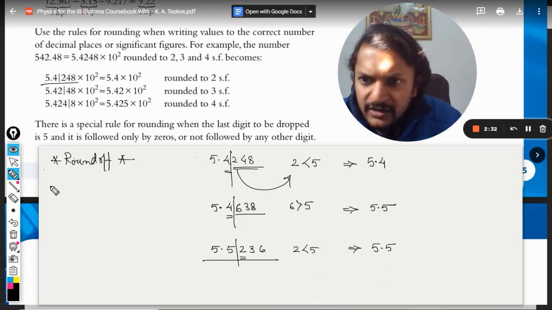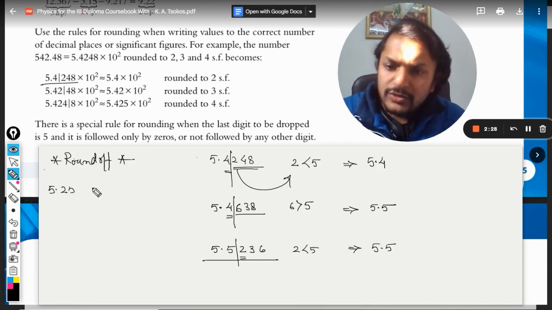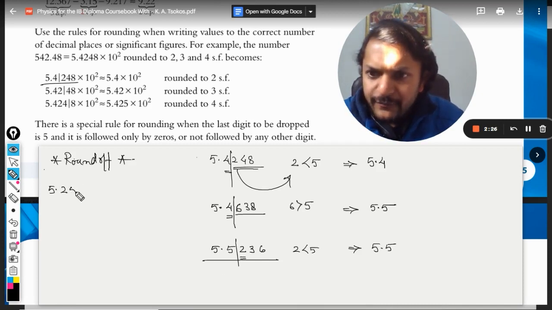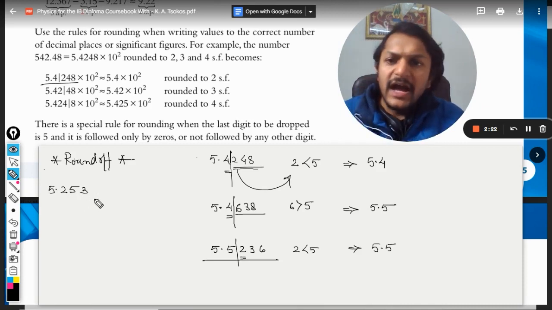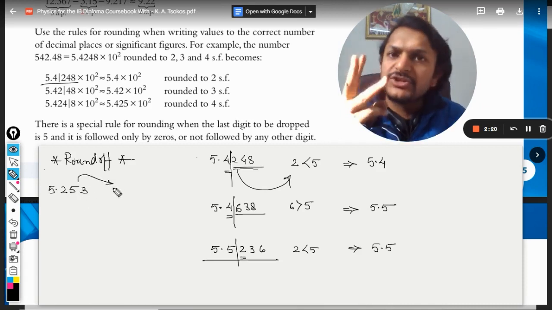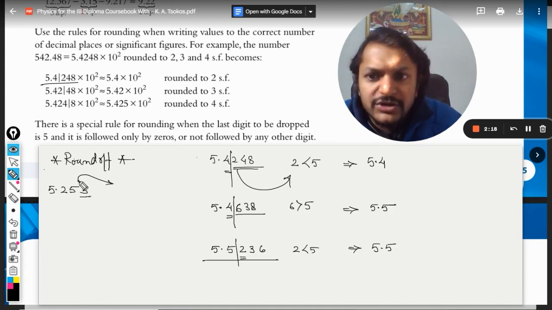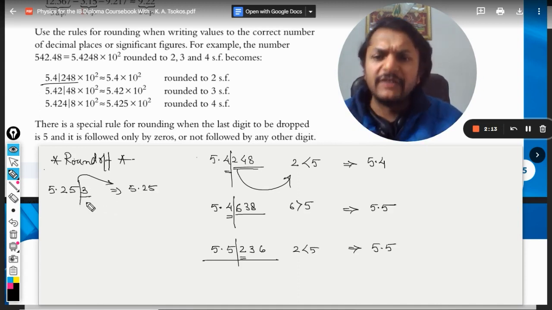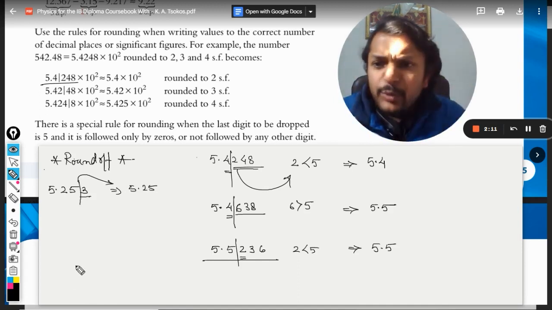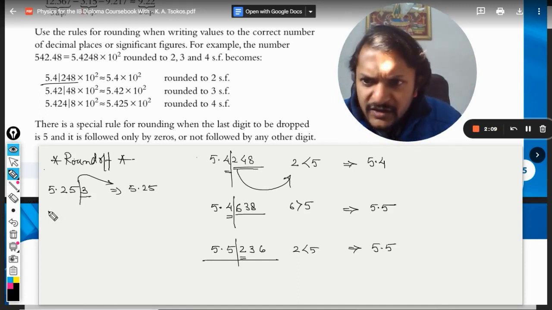So let us move to the next example. If we have 5.253, let us say, and we want to reduce it to 3 significant figures, we want to drop this number, so it's very easy. It will become 5.25.